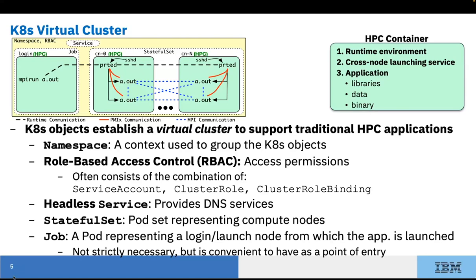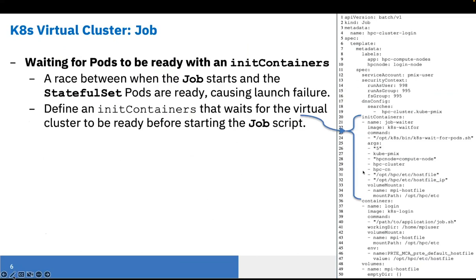And lastly, there's going to be a job object, and this will represent our login or launch node from which the application can be launched. Now, the job isn't strictly necessary since you could always SSH into or log into the first node in the stateful set. But as we'll see on the next slide, it's a really helpful point of entry, and it provides some interesting, useful services as a result. So it's handy to have. So the job object, which you see the specification for here on the right, is useful in a couple different ways beyond just being a login node point of entry.